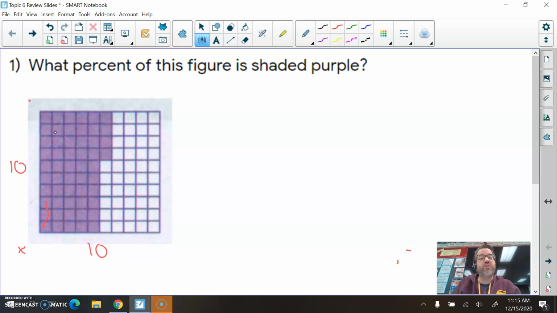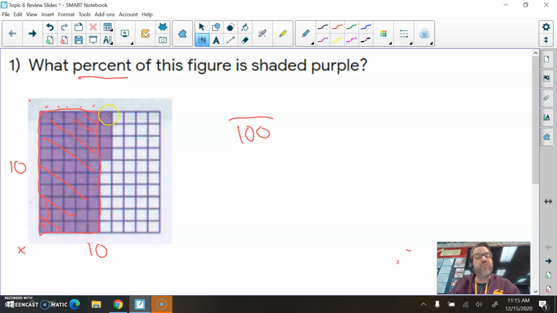Now, if you want to know the percent then, which means per 100, you could count the columns here. We have one column here, so that's 10 squares. I'm going to count by tens. 10, 20, 30, 40, 50, and I'm going to stop right there and put a box around these 50 squares. Okay, this is 50 squares right here. It's 1/2 of this entire grid.